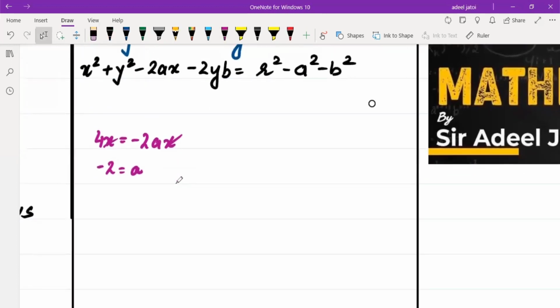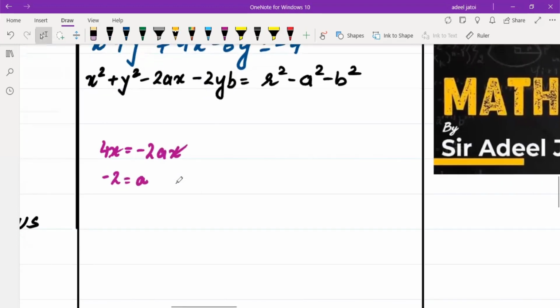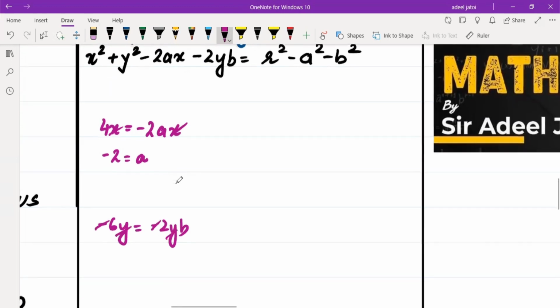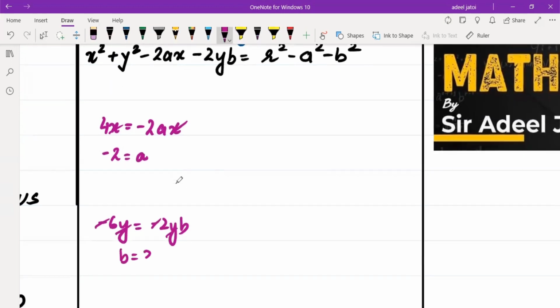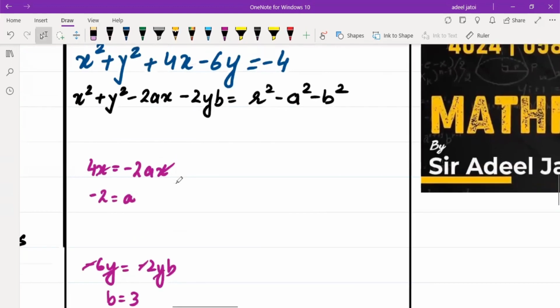Similarly, minus 6y can be compared to minus 2yb. Minus minus cancel, y is cancelled. So b is going to be what? 3. Here, your constant minus 4 will be compared to r square minus a square minus b square.